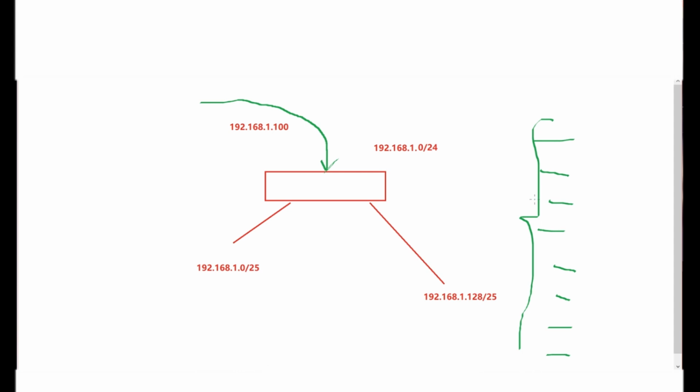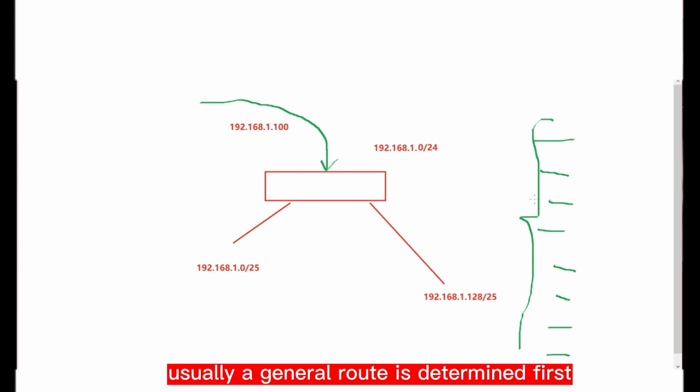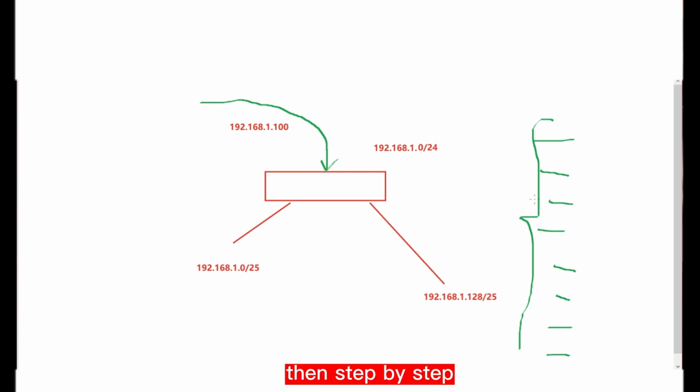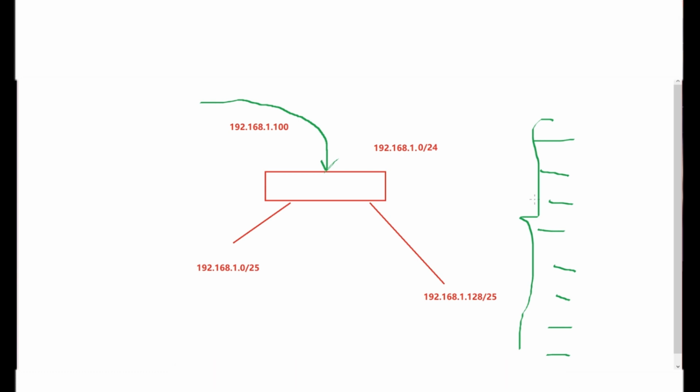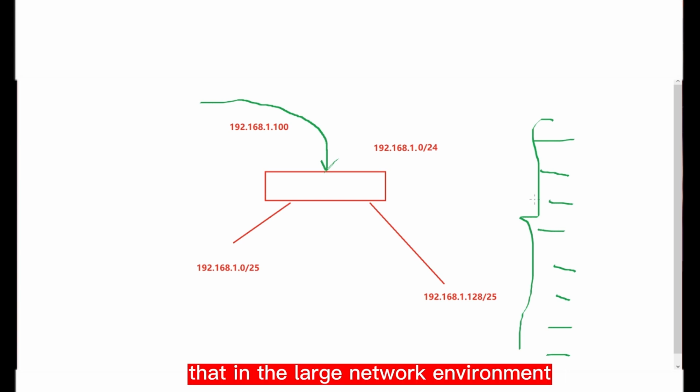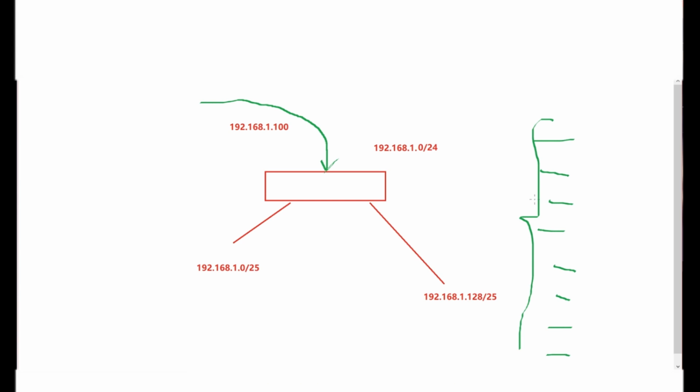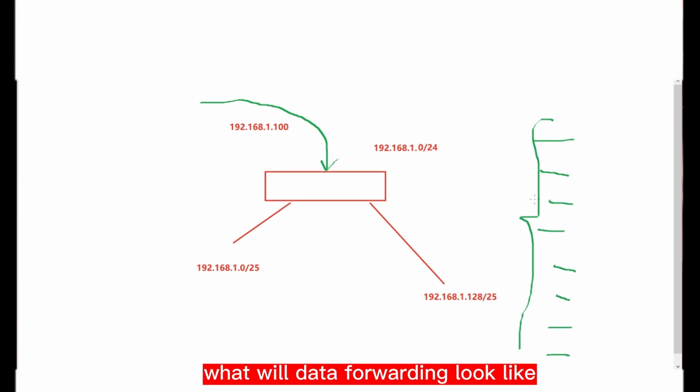It's just like you want to go from area A to area B. Actually, you can fly. You can also take a car. Usually, a general route is determined first, then step by step. In fact, relatively speaking, this will transfer data faster. So we can now let go of the perspective. Don't think of it as a community. You imagine the world, a network of all things. We have now subnetted that in the large network environment. Of the entire network, you think about it: what will data forwarding look like?